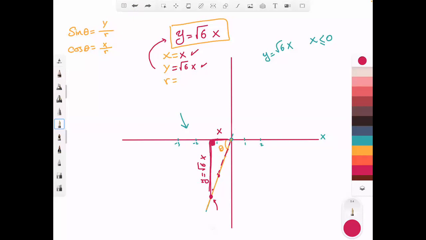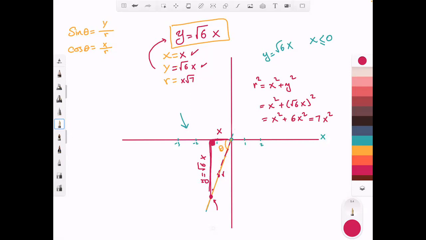So this is a brand new one. This is something a little challenging, but now you know it. If I give you a line instead of a point, you need to make everything in terms of x. And we solve for r. We have r squared equal to x squared plus y squared. We have x squared plus root 6x squared. This is x squared plus 6x squared equal to 7x squared. Then r will be x root 7.